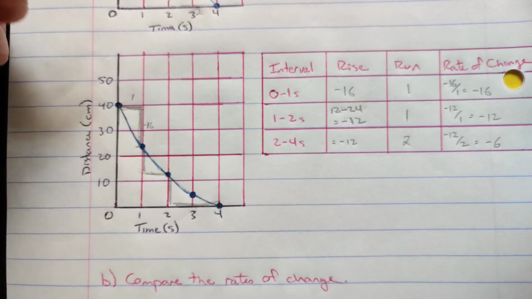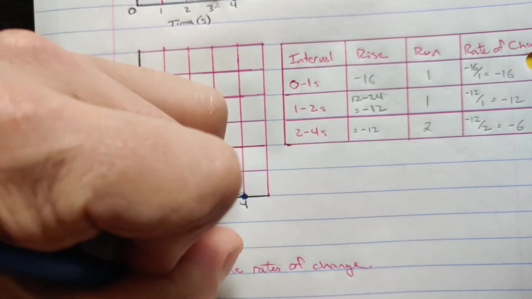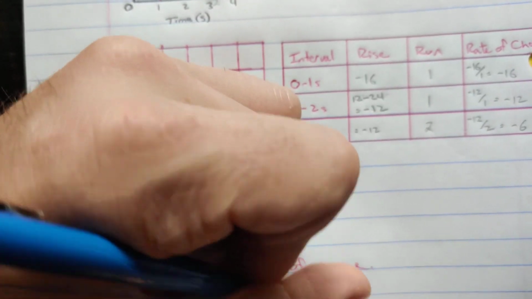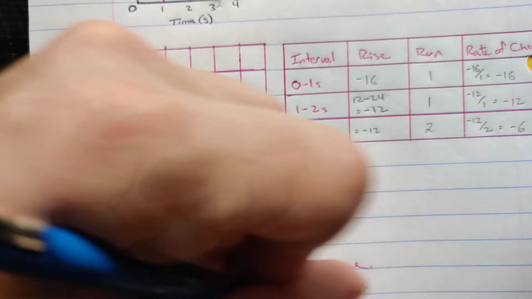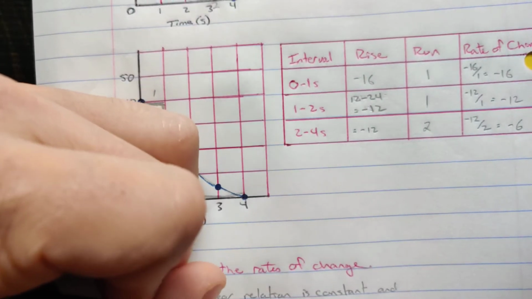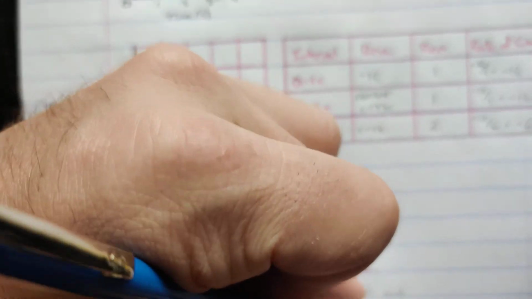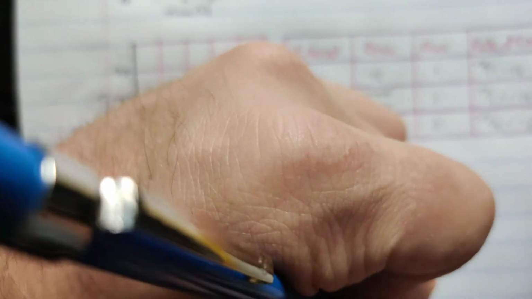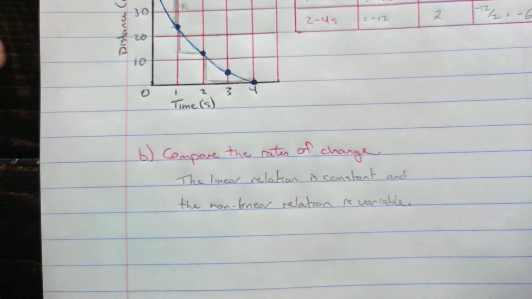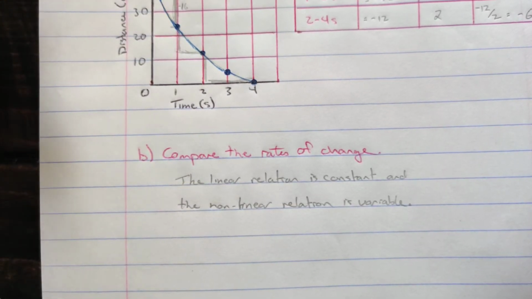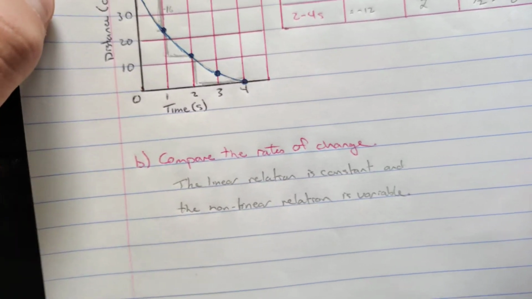So if we want to compare our rates of change, the linear relation is constant, and the nonlinear relation is variable, meaning it's changing. So that's always going to be the case. Linear relations will always have a constant rate of change. Nonlinear relations, anything with a curve, is going to have a variable rate of change.